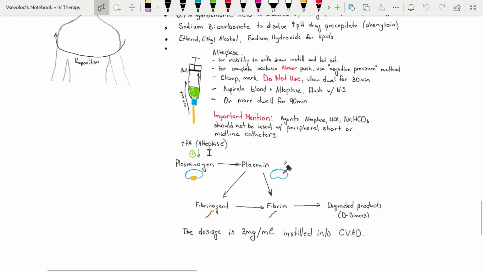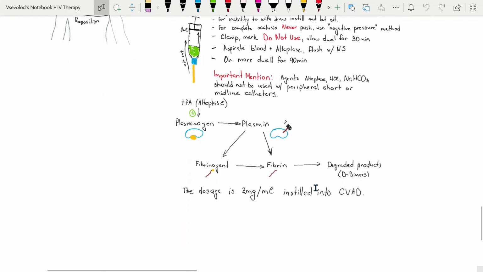Also, alteplase activates the plasminogen. Plasminogen activates the plasmin, and the plasmin breaks down the fibrin and stops the fibrinogen from being activated. Also, it probably breaks down the fibrin too. All this leads to degraded products, and that's where we get the D-dimers. So the alteplase, TPA, the dosing is about 2 mg/ml, and you might use only 1 milliliter. Instill that, the recommendation is to instill into the occluded central vascular access device and let it dwell.